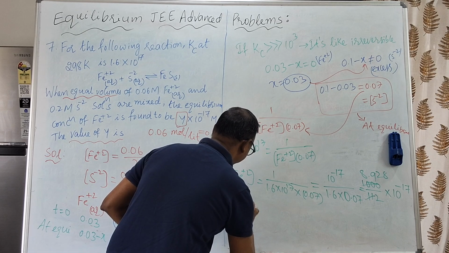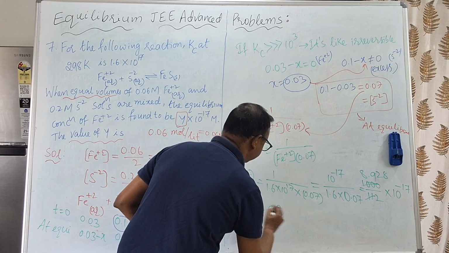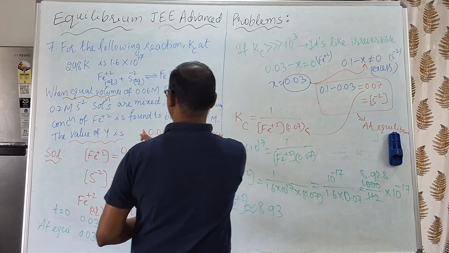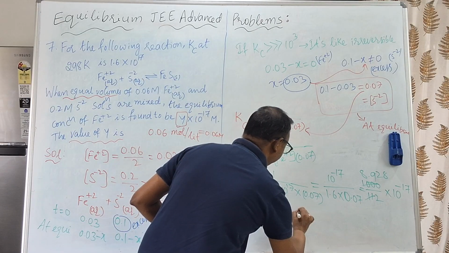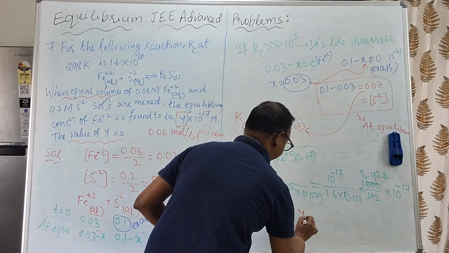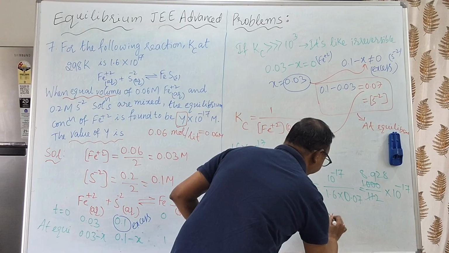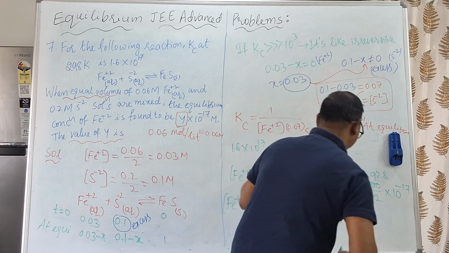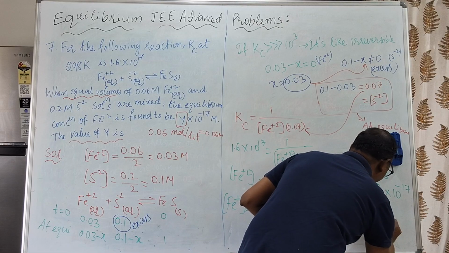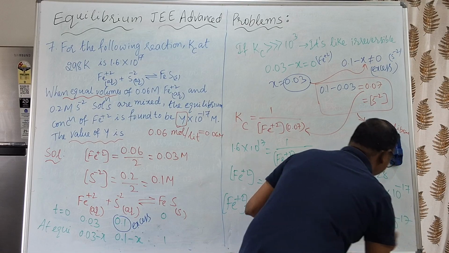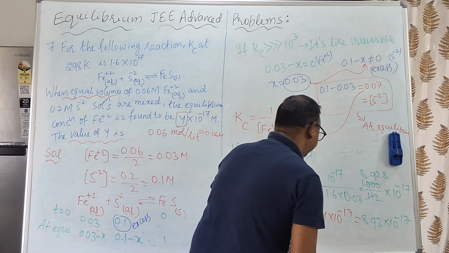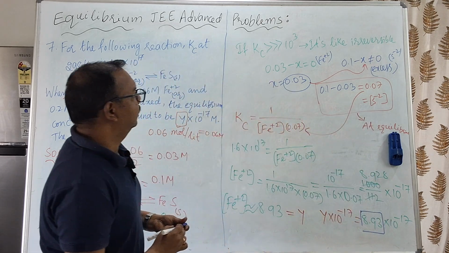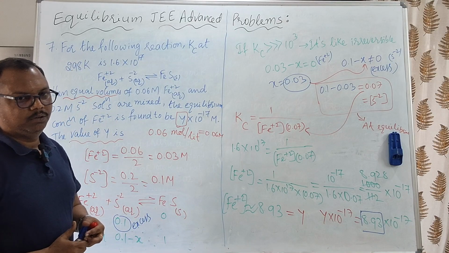It's very close to 8.93. Therefore the concentration of Fe plus 2 equals y into 10 power minus 17, that means 8.93 into 10 power minus 17. Therefore the value of y here is 8.93. Keep that in mind. Yes, this is the question, and you can find the answer this way.